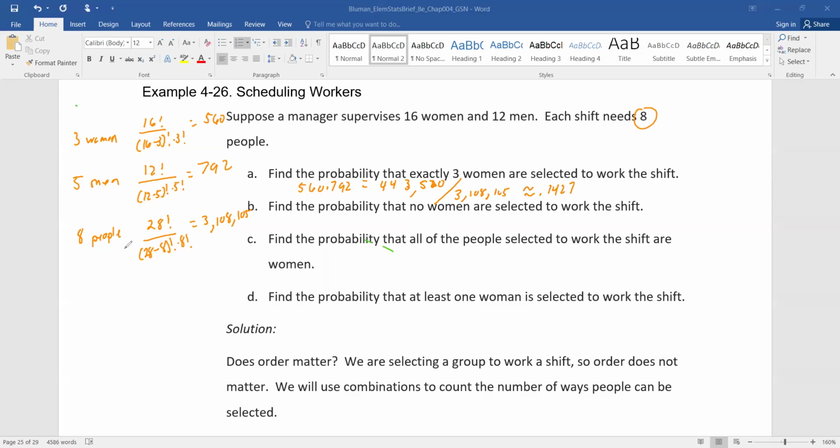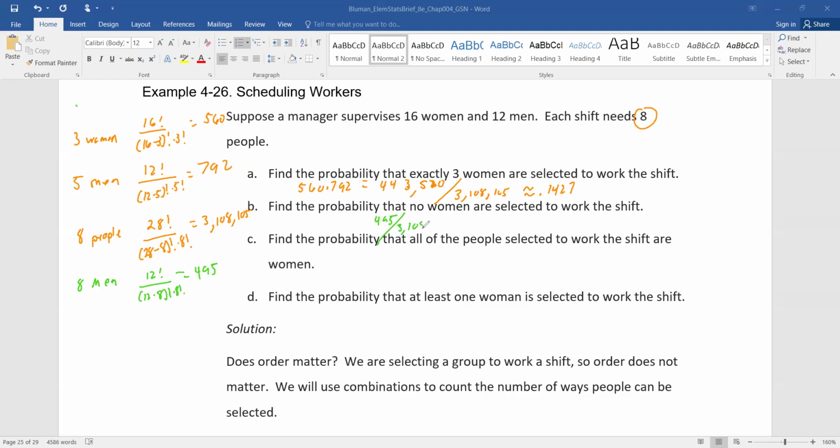All right. So I come over here. So I do 8 men. So that would be 12 factorial over 12 minus 5 factorial. Not 5, 8, times 8 factorial. And this actually comes out to, for 8 men, 495. All right, so that's my total option. So that will now be 495 to have 8 men selected out of the total amount of options there were.